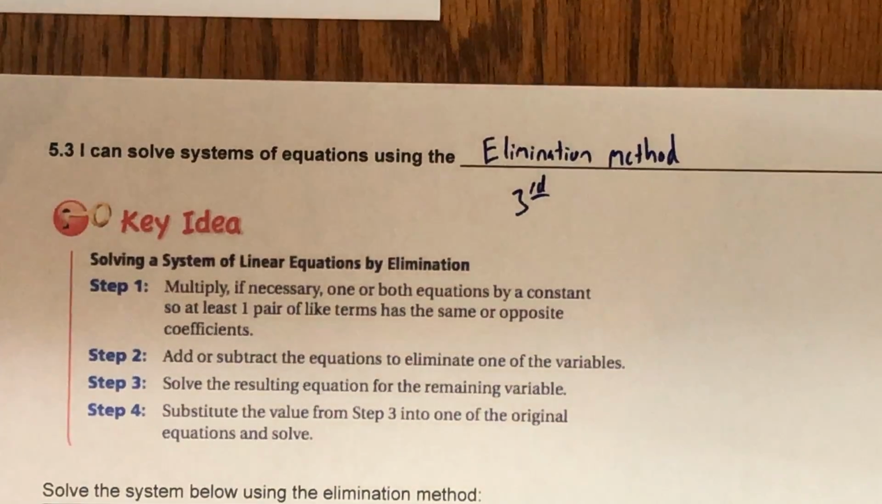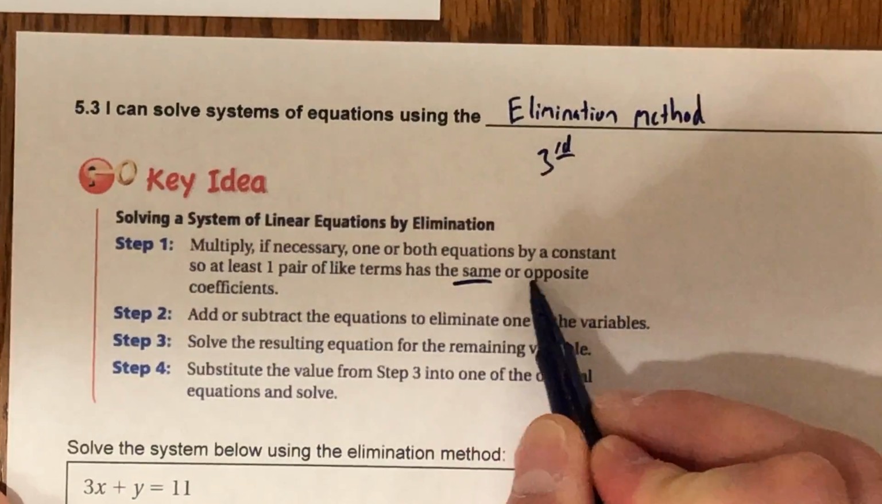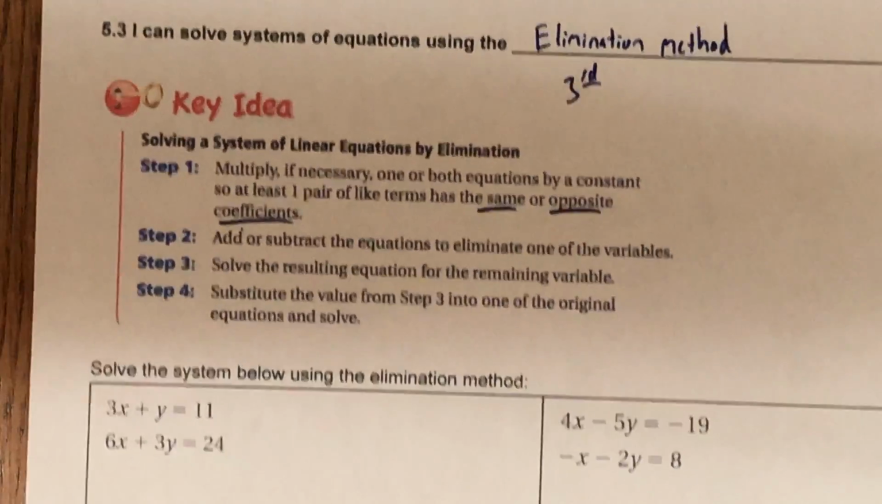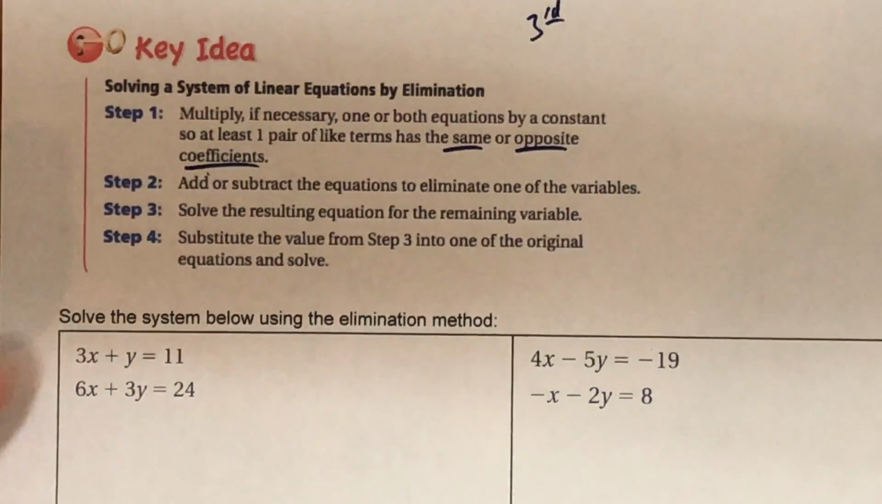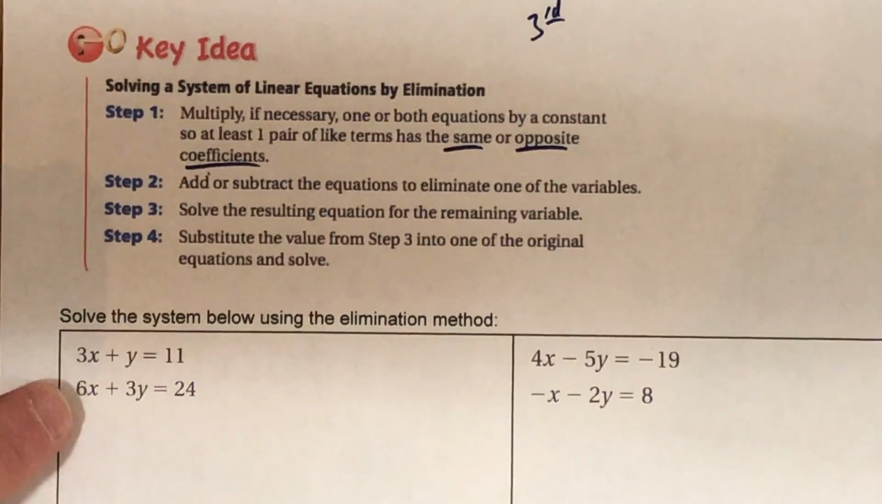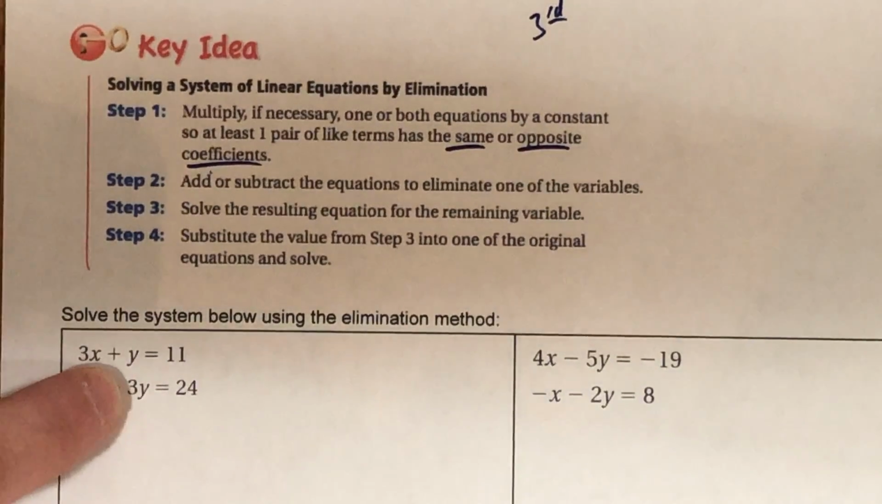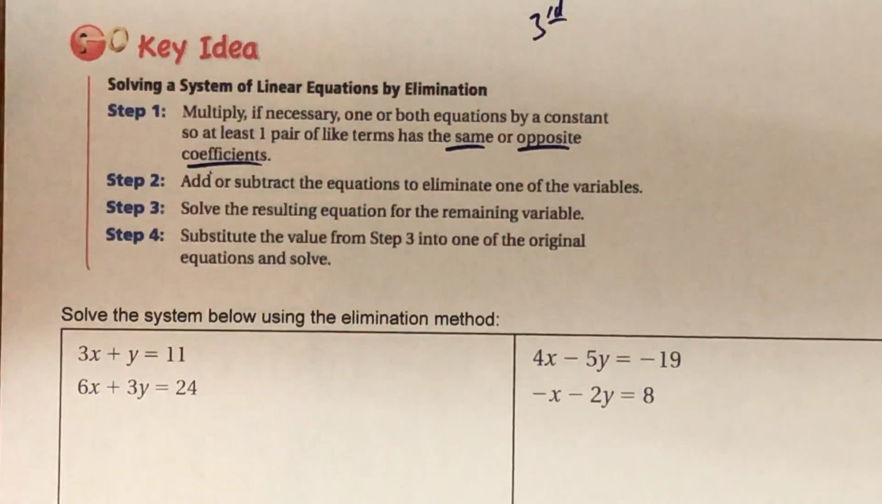So we have 4 steps here. I'm going to have you underline where it says the same or opposite coefficient, because that is the trick. Now, looking at these examples, I don't see that right away. I see a 3 and a 6. Those aren't the same. I see a 1y and a 3y. Those aren't the same, so I have to multiply one, sometimes both of the equations.